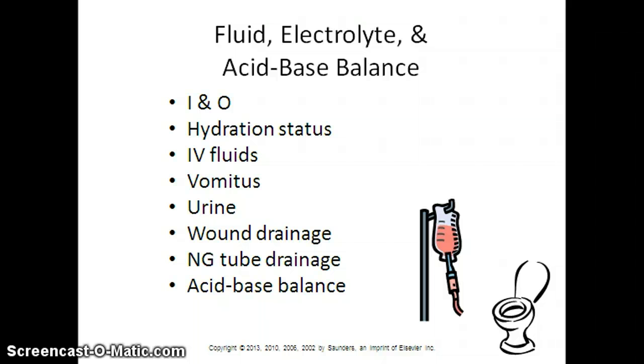Acid-base balance is going to be affected by our patient's respiratory status. We know that stress increases our metabolic needs, so we want to be watching for not only metabolic acid-base balance, but also respiratory acid-base balance. And then also consider the pain assessment. Pain assessment is started in the PACU and will continue on until the patient is discharged.